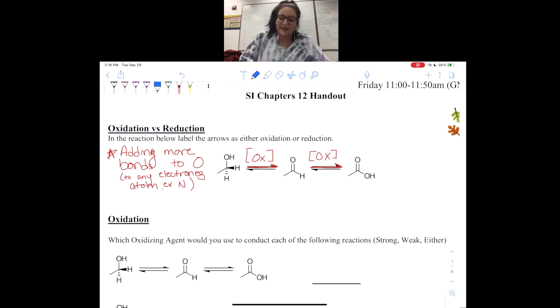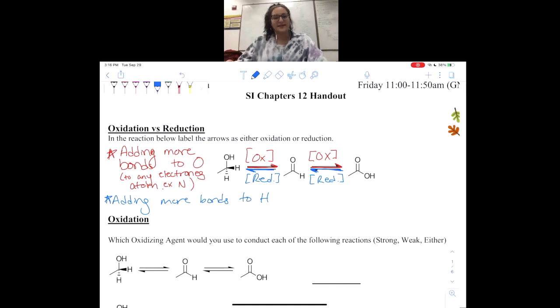The opposite reaction would then be the reduction. So for example, going from a carboxylic acid to an aldehyde, and then from the aldehyde back to the alcohol, and we're going to say reduction on the bottom. I always like to code red as oxidation and blue as reduction, whatevs. And the definition of a reduction for this class is essentially just adding more bonds to hydrogen. And that's your basics on oxidation and reduction.